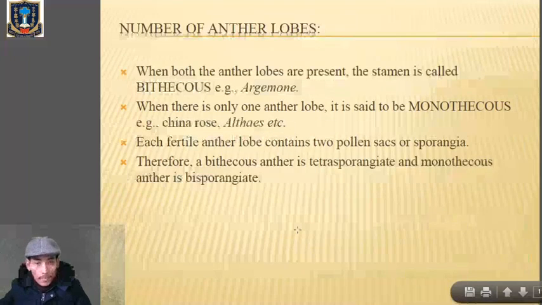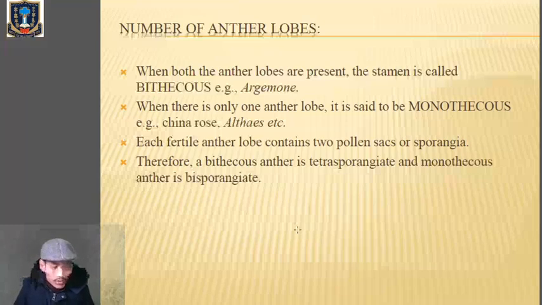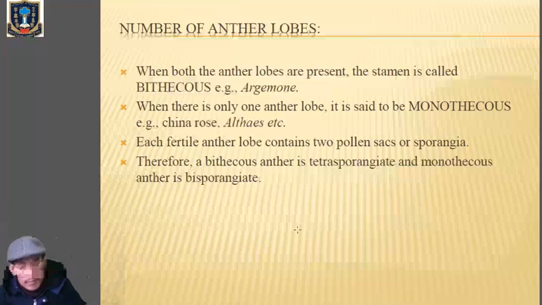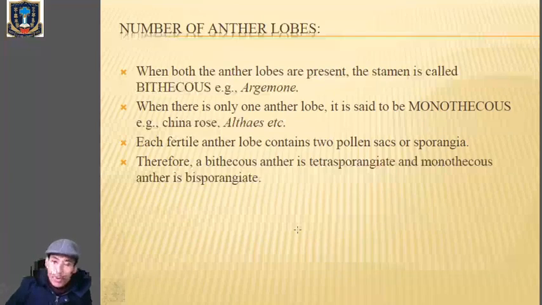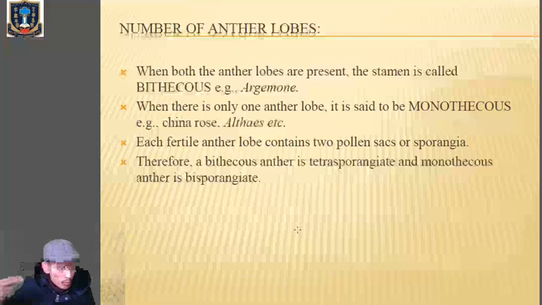Clear? Okay. Now, next one we will talk about the number of anther lobes. It's on page number 5.52. So when both the anther lobes are present, then such anthers or stamens are called bithecous. Bi means two. It's seen in the flower called Argemone. When there's only one anther lobe, then it's called monothecous. Mono means one. But when both the anther lobes are present, then that is called bithecous.